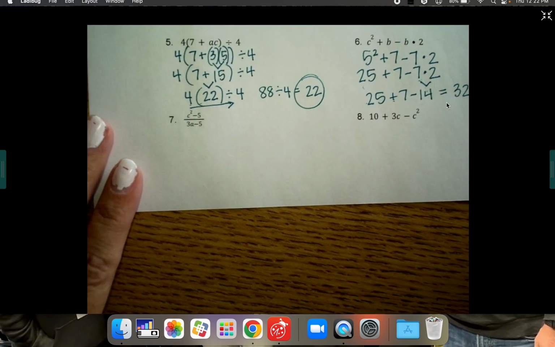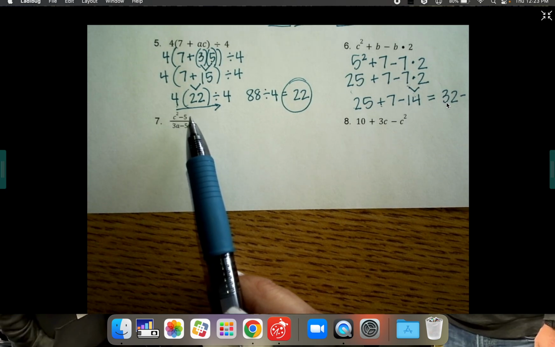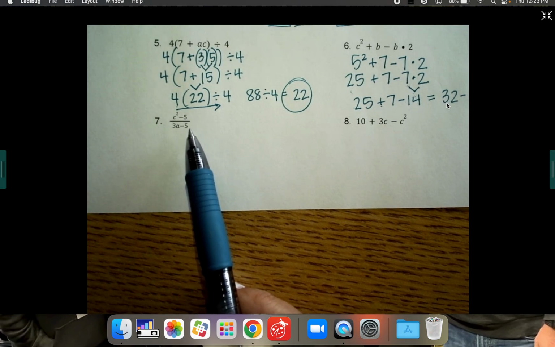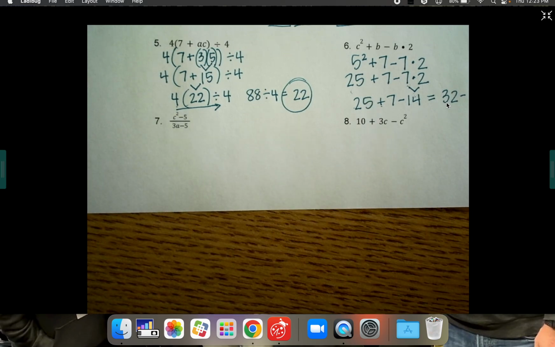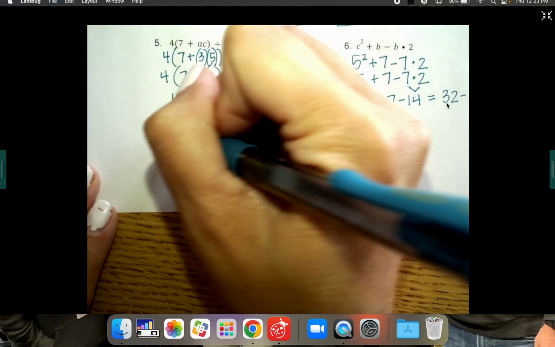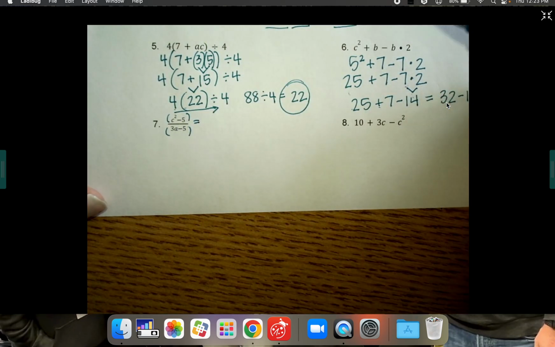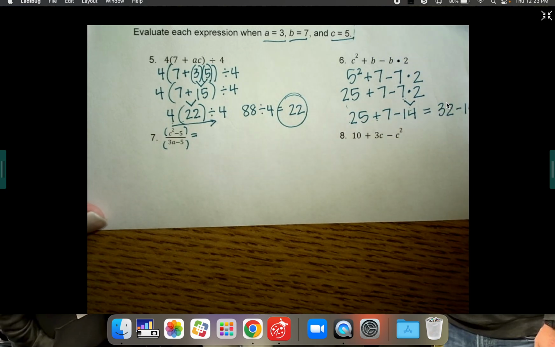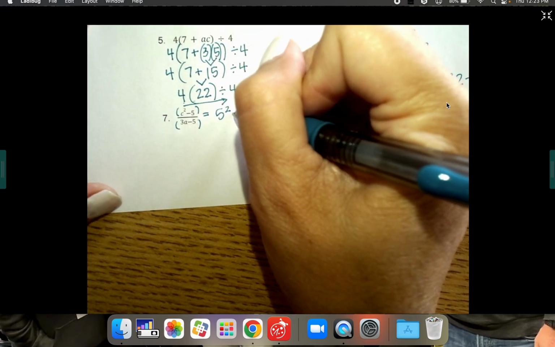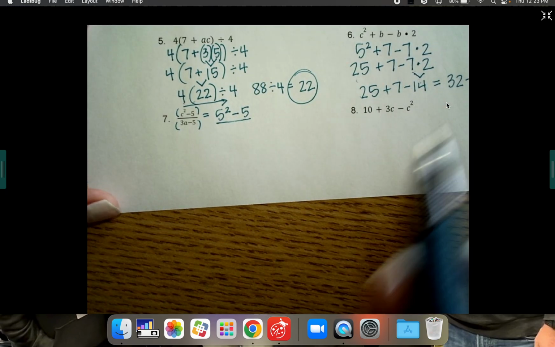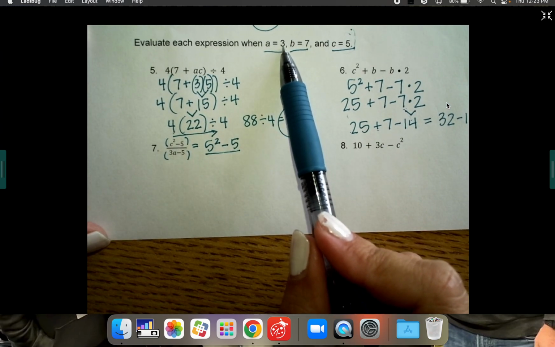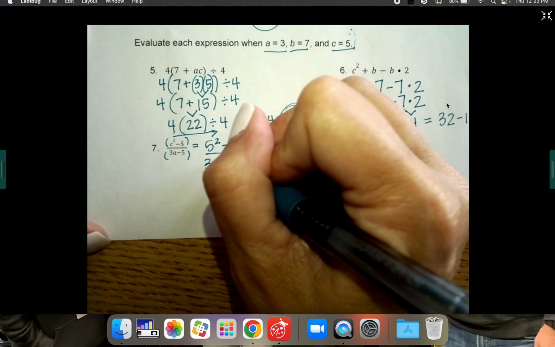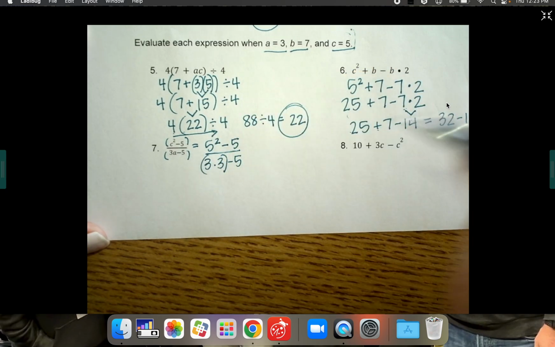All right. Okay, number 7, the top is grouped, the bottom is grouped. So because it's a fraction, think of it as the top, even though there's no parentheses. Think of it as having a set of parentheses there as it's grouped, and then the bottom is grouped. So you want to solve the grouping first. So on the top, we've got c squared. Remember, c is 5. 5 squared minus 5. On the bottom, in the denominator, you've got 3 squished up against a, which means multiplied by a, which is 3. So 3 times 3 minus 5.